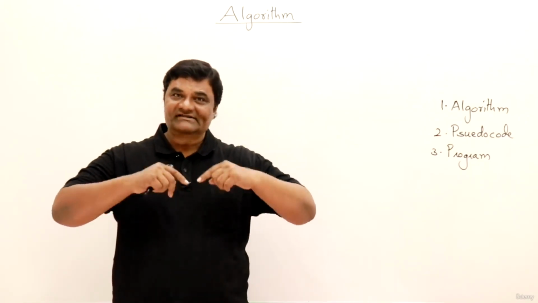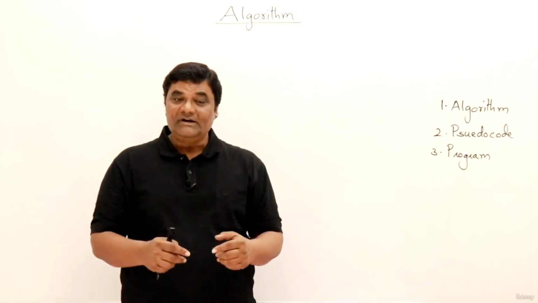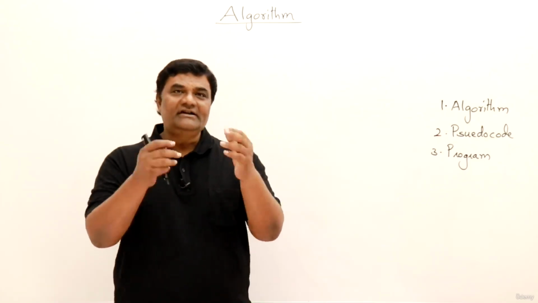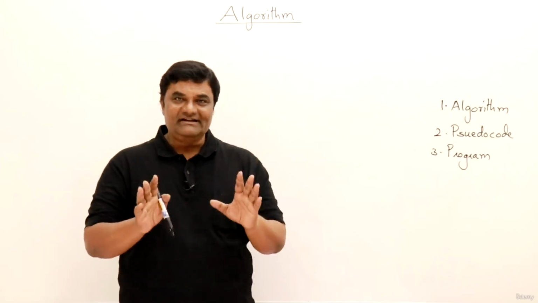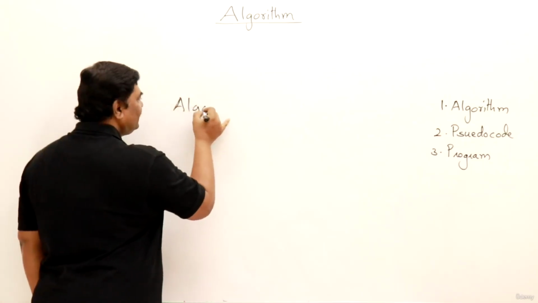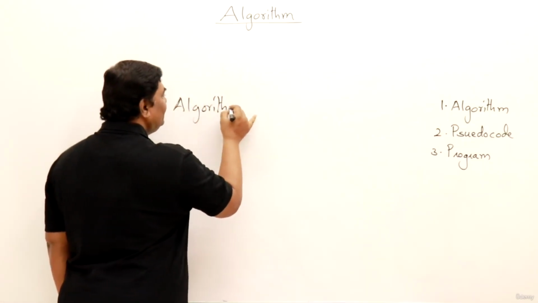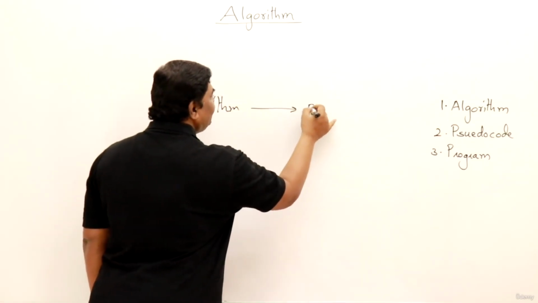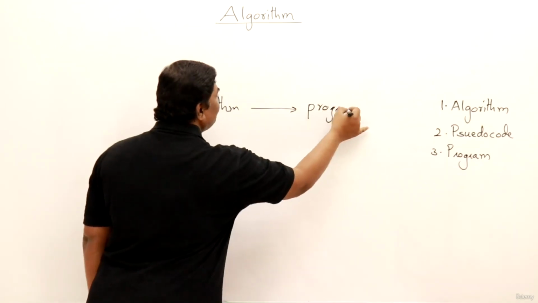Now we want that same procedure to be followed by our machines, so we are writing programs. So it means first we have an algorithm, right? First we have the algorithm, then we convert that into a program. Yes, exactly.